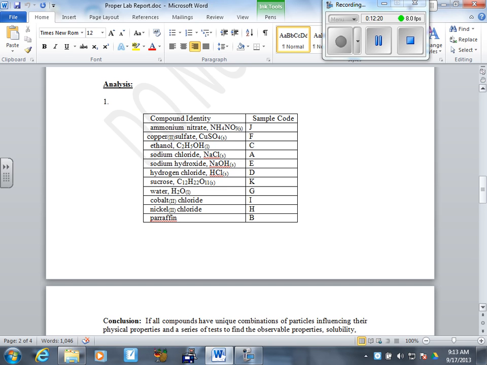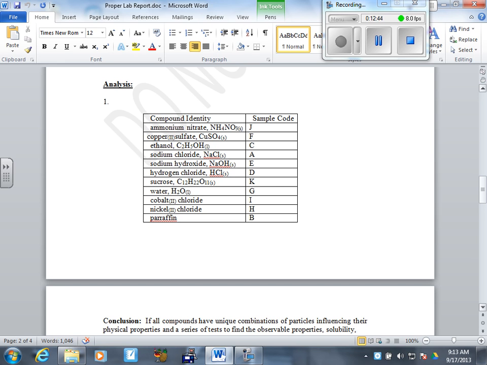Water was G, okay, the other clear liquid. Cobalt 2 chloride were the red crystals, I. Nickel chloride were the green crystals, H. And paraffin was the waxy soap-like flakes. All right, that one threw people. A lot of people weren't sure about that one. I had that one confused with sodium hydroxide several times. Now, sodium hydroxide is what kind of a compound?